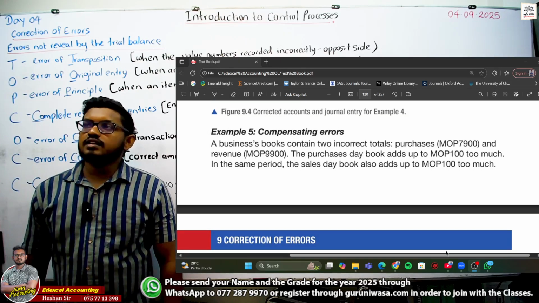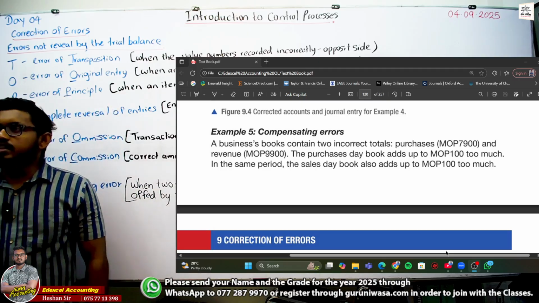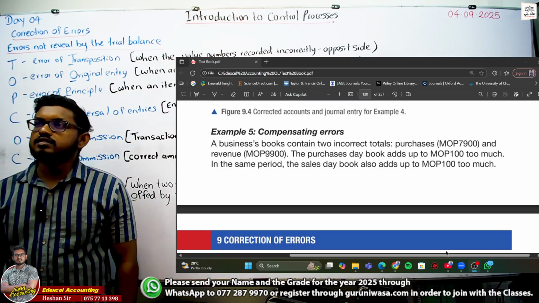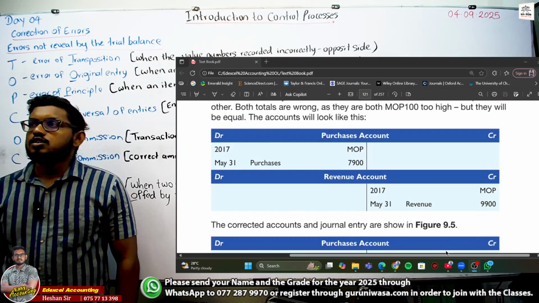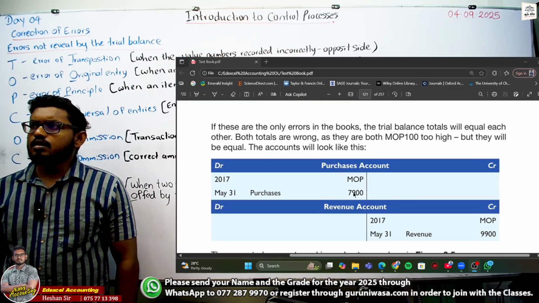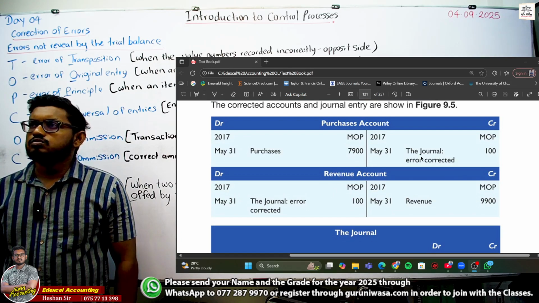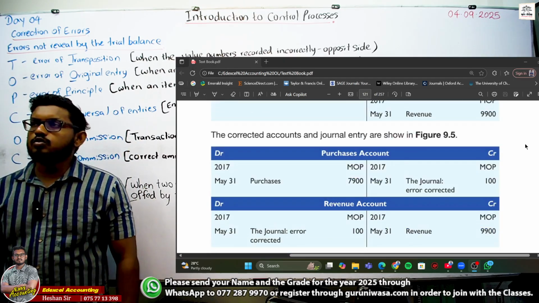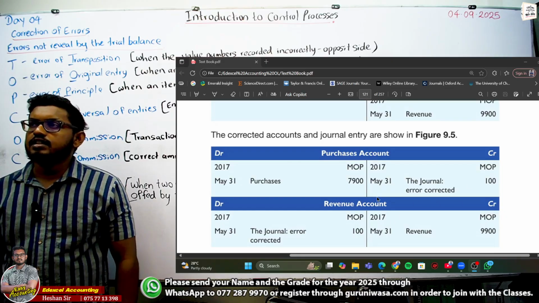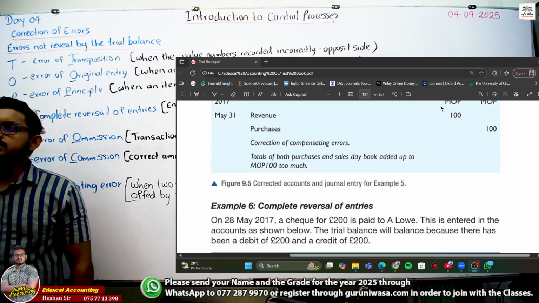Compensating error. A business's books contain two incorrect totals, purchase and revenue. The purchase day book adds up to 100 too much. At the same time, the sales book also adds up 100 too much. So you can see, to remove it, we credit it in here. And in here, to remove it, we need to debit, right? So revenue account debit, purchase account credit.